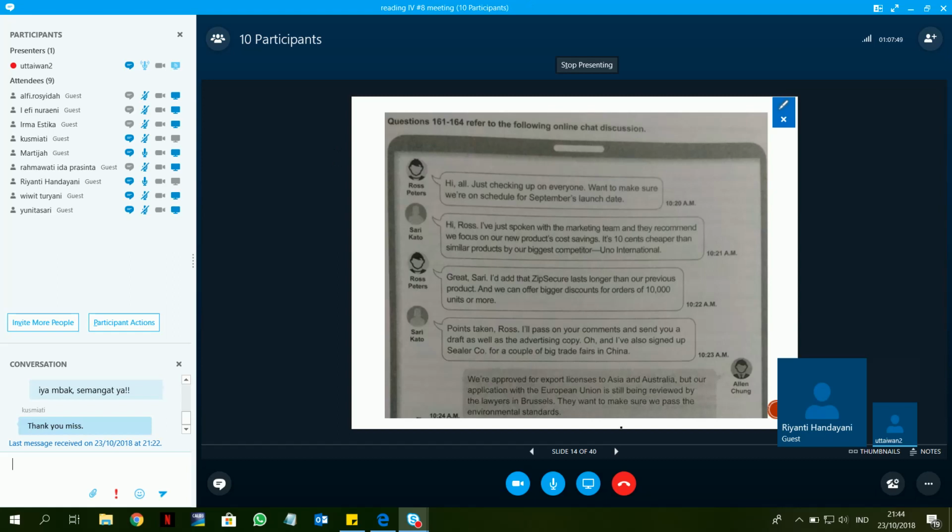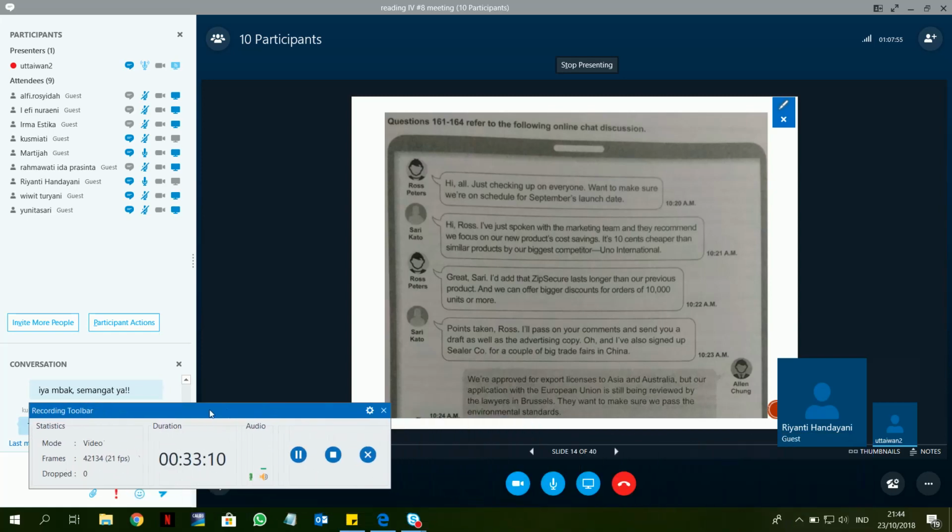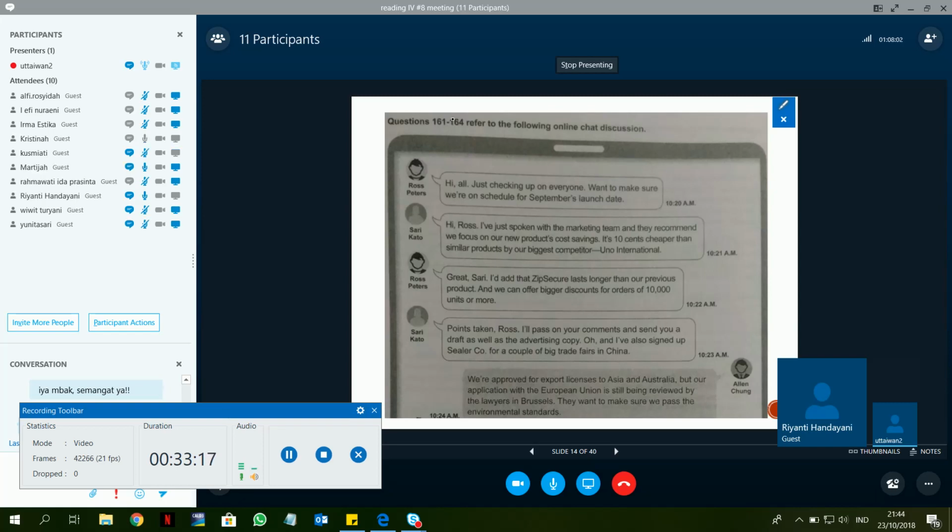Okay, now this one. This is a type of text messenger. Ini modelnya pesan. Jadi ini salah satu tipe soal di TOEIC test. Coba perhatiin ya, ini kayak pesan SMS. Ada Rose Peters, Sari Kato, Alan Jung. Kira-kira kalau posisinya kita menjadi penulis ini, kita yang mana? Kalau ini HP punya kita, namanya siapa? Oke, berarti posisinya kalau kita sebagai penulis, kita adalah Alan Jung.